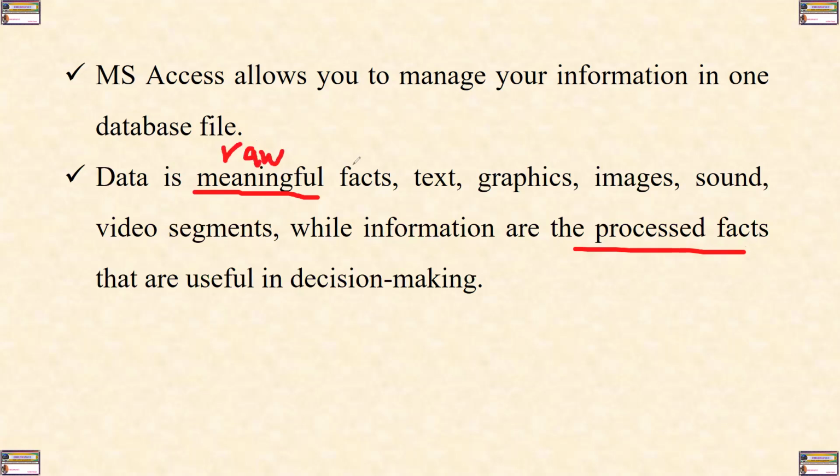Data are raw facts: text, graphics, images, sound, and video segments that are not meaningful until processed. While information are the processed facts that are meaningful to the user and are therefore useful in decision making. So I have used this word here for the sake of helping you see the similarity between data and information.